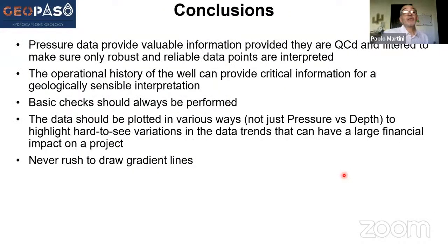So in conclusion, pressure data are very valuable. They give us a whole lot of different kinds of information, provided they are properly QC'd and filtered to make sure that only the good, robust, reliable points arrive to the interpretation. The operational history of the well can provide very, very important information for a geologically sensible interpretation. Basic checks should always be performed when the information to do that is available.